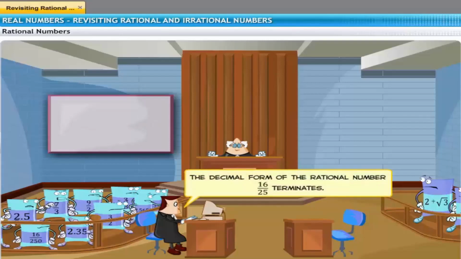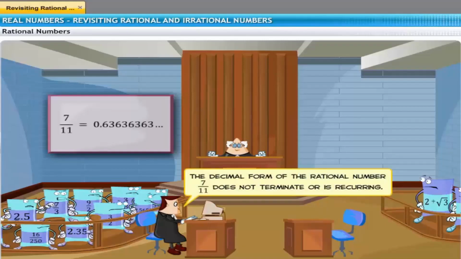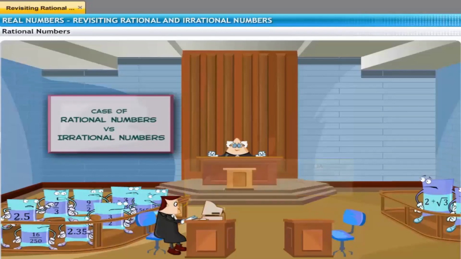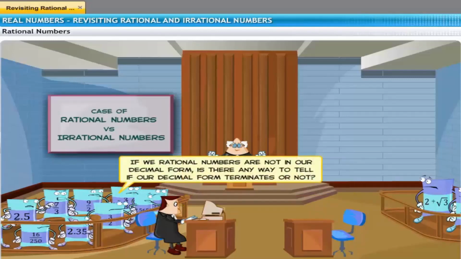The decimal form of the rational number 16 by 25 terminates or has a finite number of digits. The decimal form of the rational number 7 by 11 does not terminate. It has an infinite number of digits and is a recurring decimal number. Thus we see that rational numbers are of two types depending on whether their decimal form is terminating or recurring. If a rational number is not expressed in its decimal form, is there any way to tell whether its decimal expansion terminates or not?